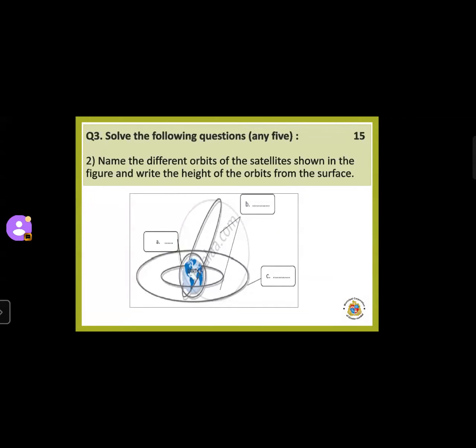Now next question is what? Question number 3, having the second question, that is name the different orbits of satellite shown in the figure and write the height of the orbit from the surface. Now look at the diagram A, B, C. It indicates the 3 orbits. Now name the different orbits of this satellite.